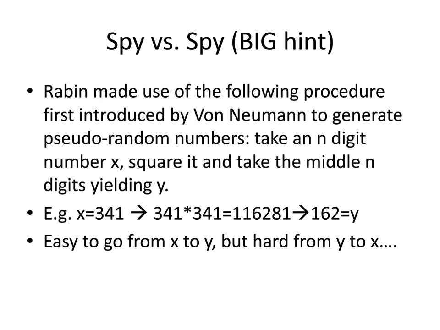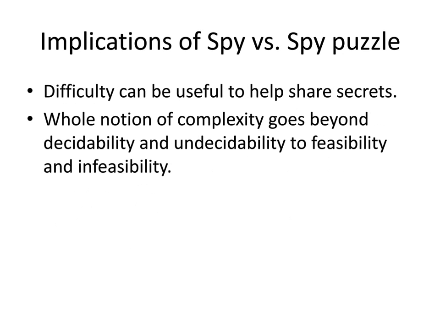Now, the implication of this is that difficulty can be useful to share secrets. And so the whole notion of complexity came from this puzzle, basically. And when Rabin would give talks, he would say, look, there's more to computer science than just showing computability, that is decidability. There's also the question of showing feasibility. And so entire notions of time complexity were partly due to his solving this puzzle and the implications of how to solve such a puzzle.